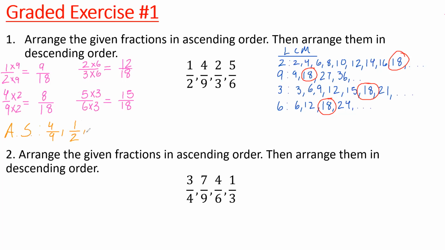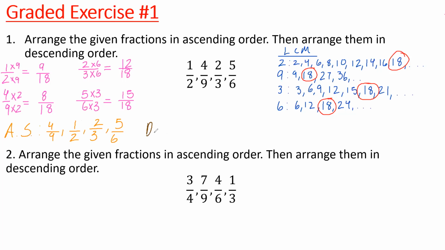What else? 2 over 3. Yeah, 2 over 3. And then what's the next one? 5 over 6. Very good. And then descending order would be what?